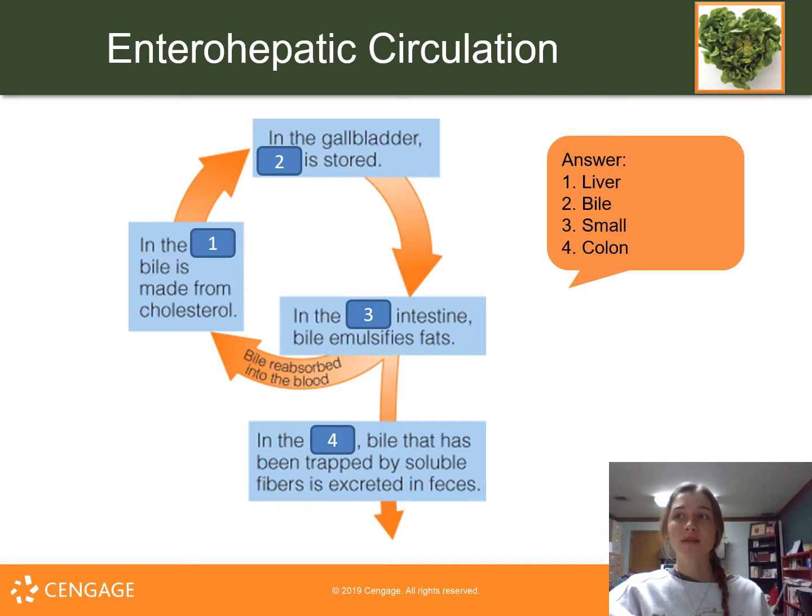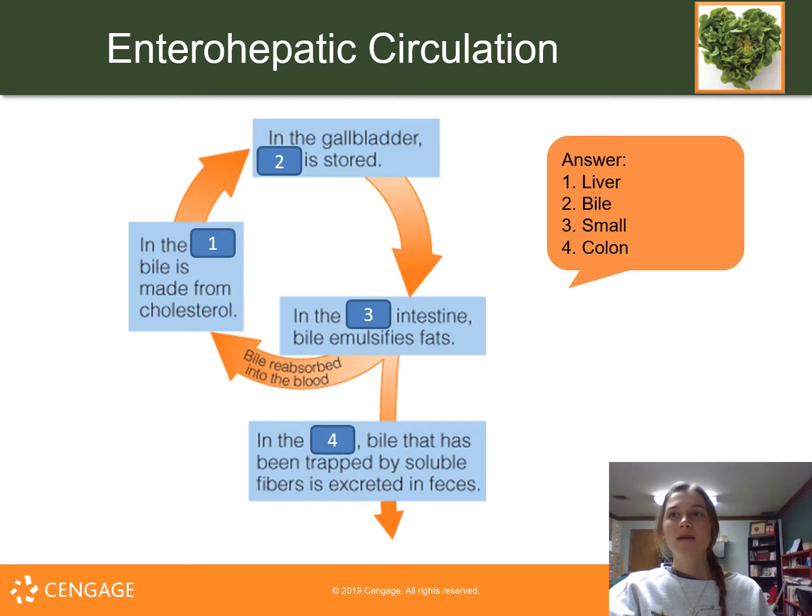This is the circulation. Most of the bile released into the small intestines is then reabsorbed back into the liver, which we talked about, to get reused. This cycle is called the enterohepatic circulation of bile. Remember, hepatic means liver. And some bile is excreted.